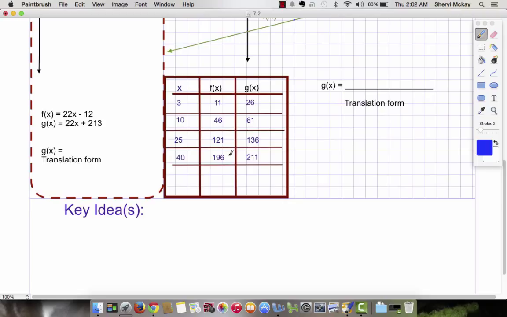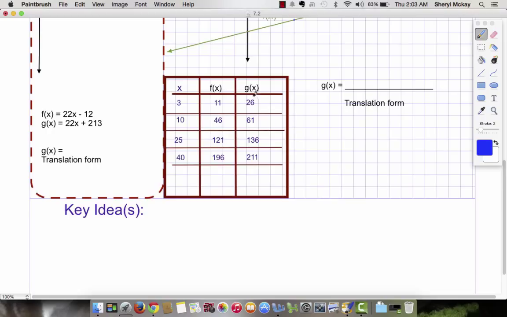Now, I don't know what the equation of f of x is, but that's all right, because I know what g of x is when x is 3. When x is 3, g of x is 26. When x is 10, g of x is 61. When x is 25, g of x is 136, and so on. And all I want to know is, what is g of x in its translation form? So I'm telling you that g of x is a translation of f of x. And the question is, how much is the translation?